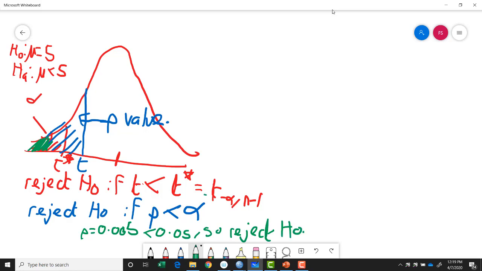So this is the key to doing well in this section. We always reject the null hypothesis. You need to understand how the hypotheses work, and you need to understand that we reject if p is less than or equal to alpha.